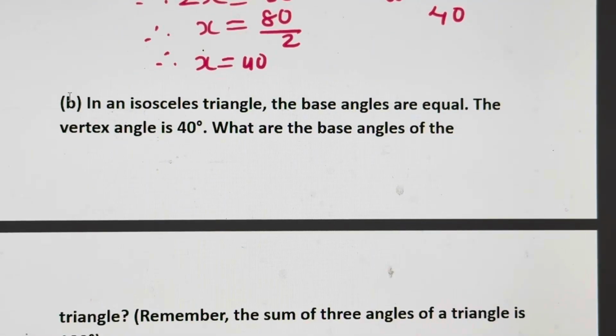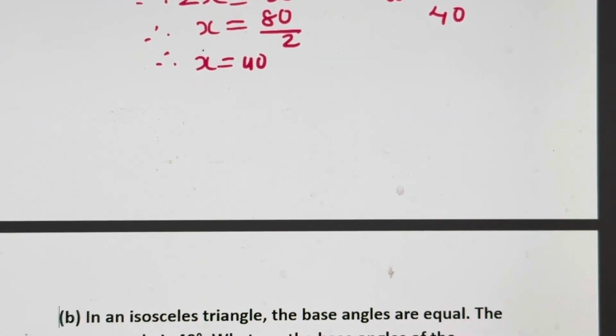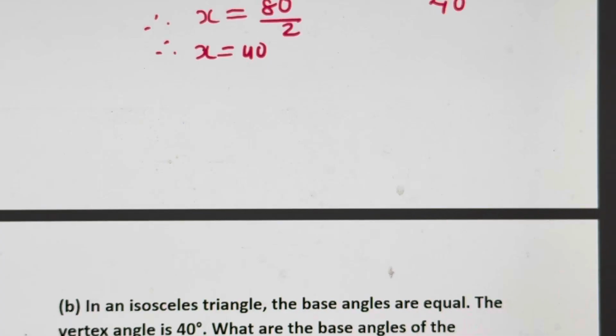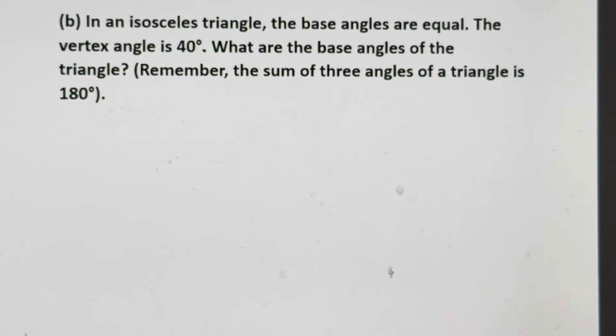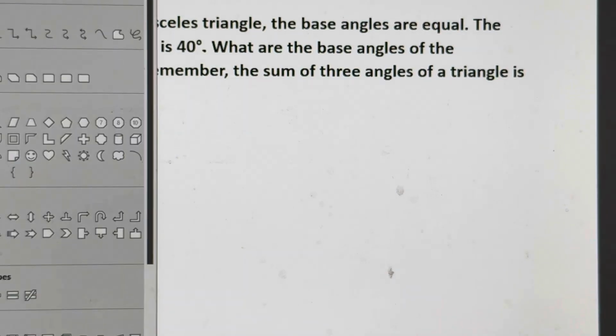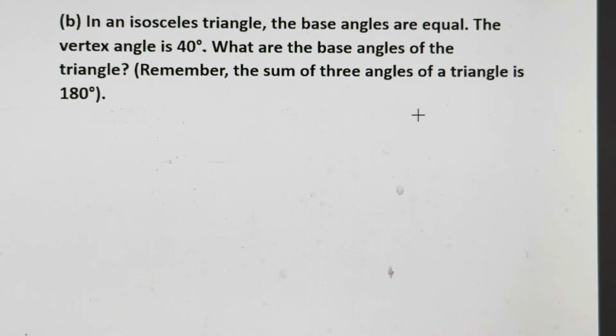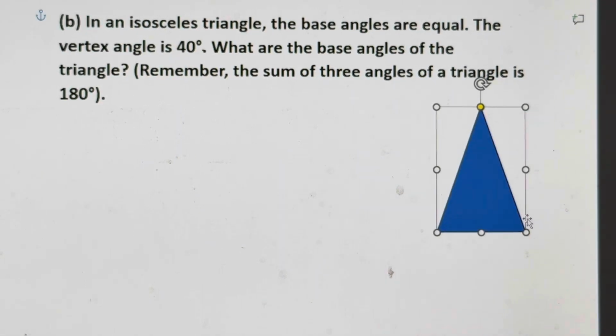Now this is again a very important question. Question number B. In an isosceles triangle, the base angles are equal and the vertex is 40 degrees. What are the base angles of the triangle? So I'll just first draw a simple triangle. We can insert a shape. So we take this triangle, it is almost like an isosceles triangle.